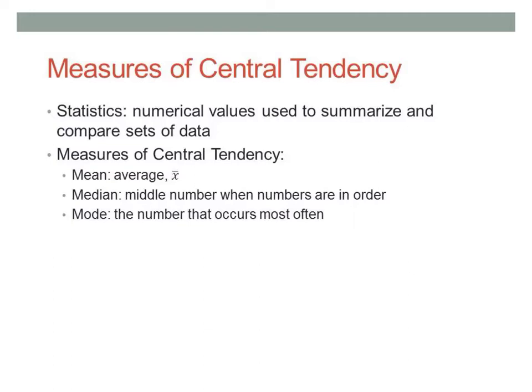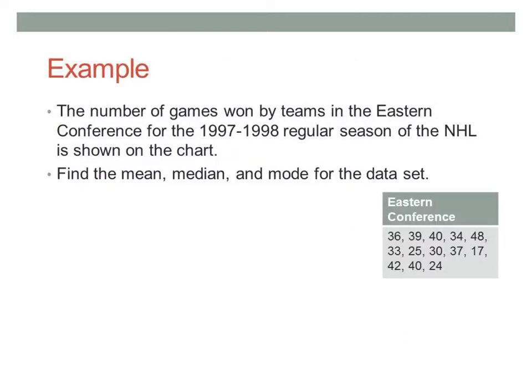So the mean is the average. You add up all the numbers and divide by how many you have. The median itself is the middle number when the numbers are in numerical order. And the mode is the number that occurs most often. So here we have a set of data that represents the number of games won by teams in the Eastern League of the NHL Conference.